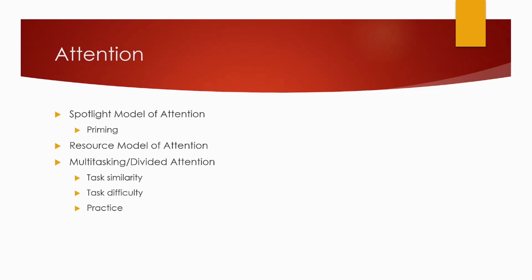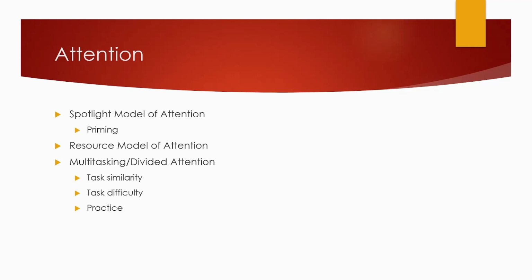The resource model of attention basically states that we have a limited amount of resources to dedicate to attention, and we can't take everything in. Now, lastly, multitasking. It's self-explanatory, but it has three different concepts that modulate it. The more similar tasks are to each other, the harder it is to multitask. The harder a task is, the harder it is to multitask while doing that task. And with more practice, it becomes easier to perform two tasks.